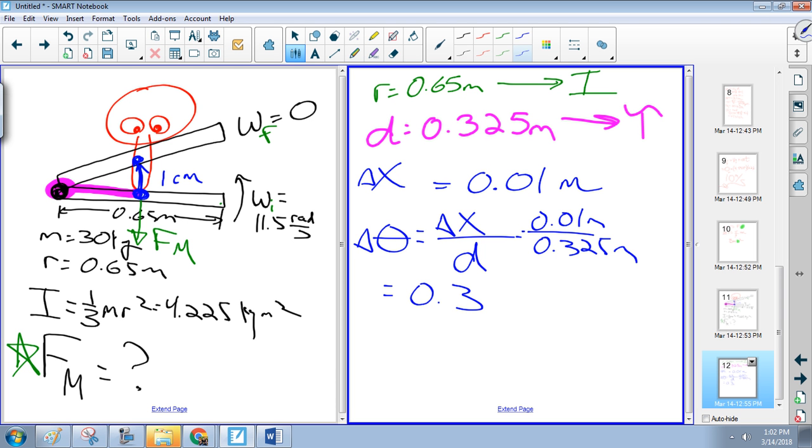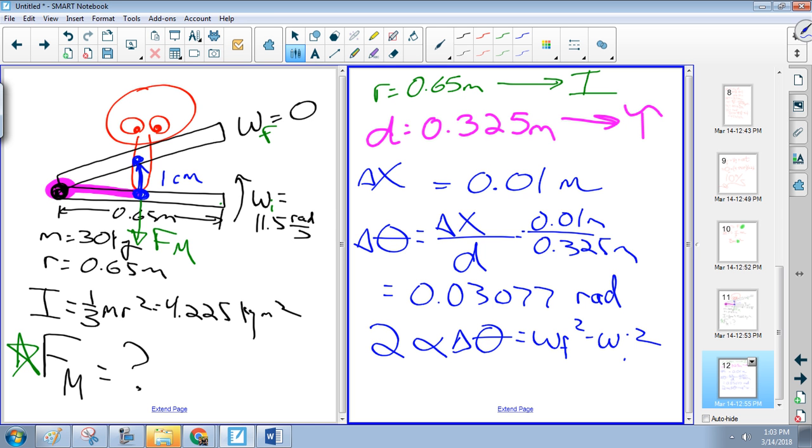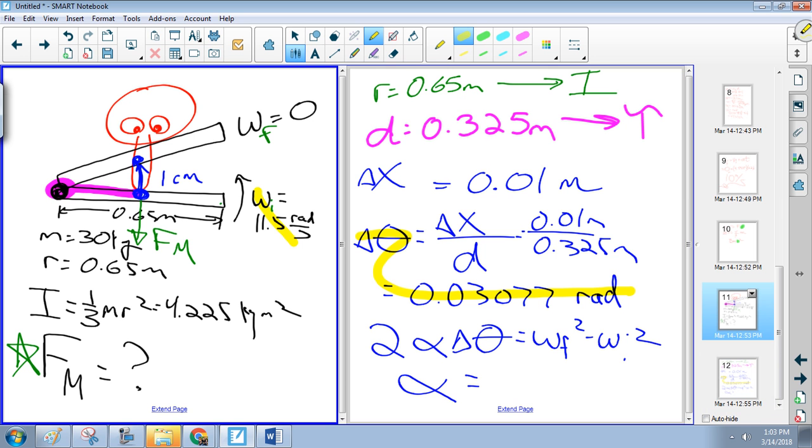0.01 divided by 0.325, it's 0.03077. What are the units going to be here, you guys? Radians, right? Follow? So now we can use this to find our alpha, because we know our delta theta, our omega I, and our omega F. That's highlighted, not crossed out.